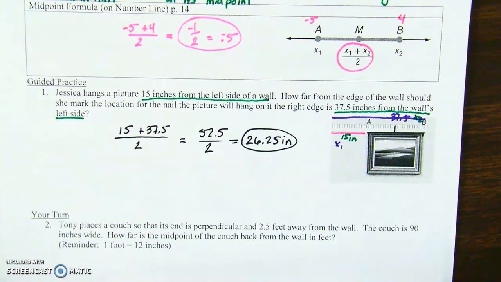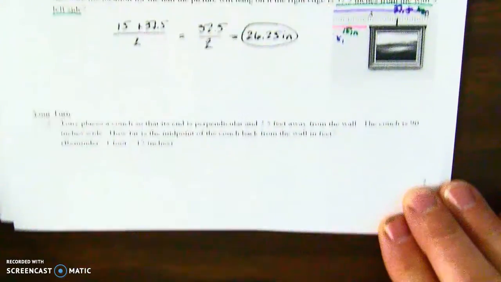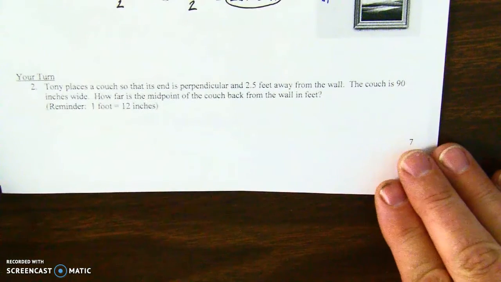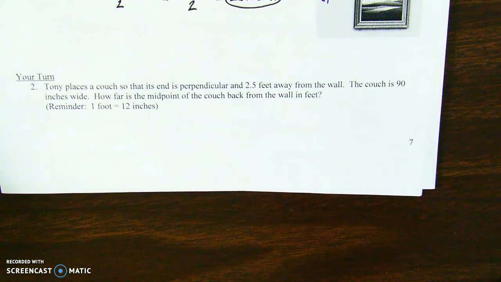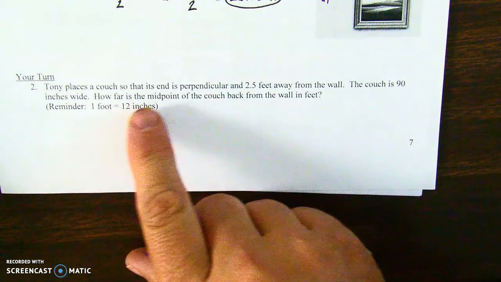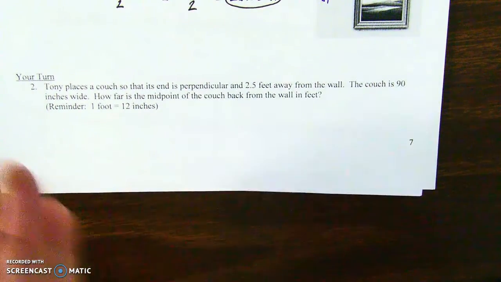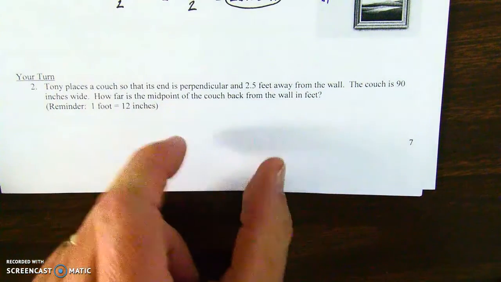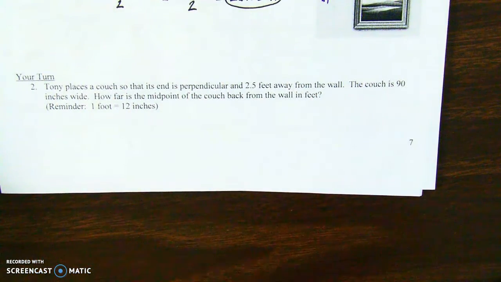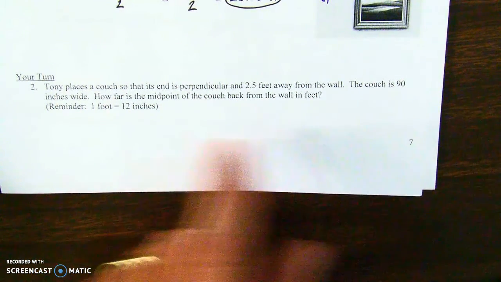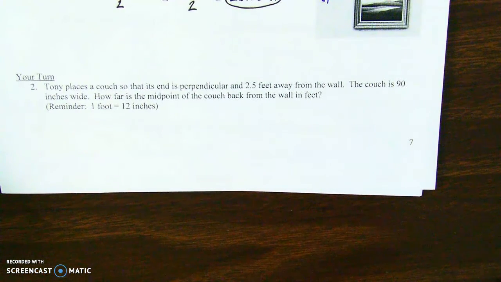Okay, now your turn. I would like you to try to do this one on your own. Let's read through the problem first. Tony places a couch, so same concept, but now we're not doing pictures, but a couch. It says so that the end is perpendicular and 2.5 feet from the wall. So you're talking about your wall. I draw a picture, a straight line over here, draw a little mini couch of some kind and label it as 2.5. The couch is 90 inches wide.